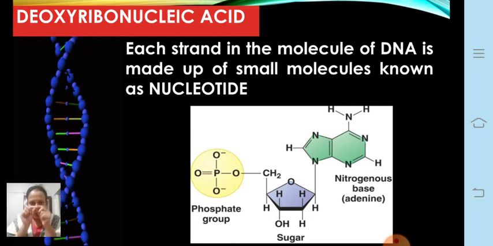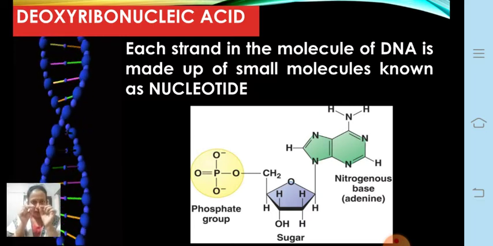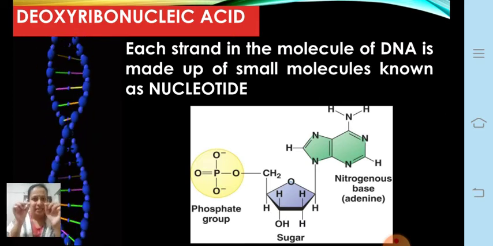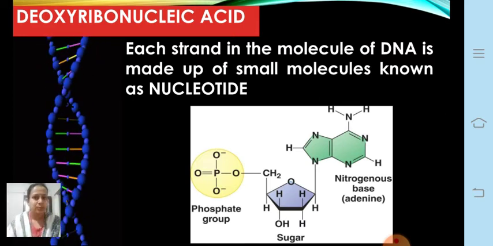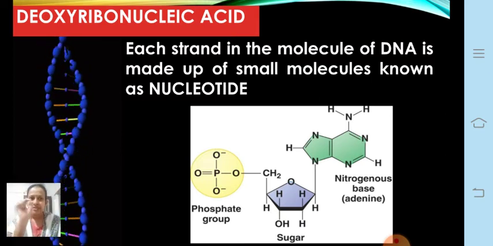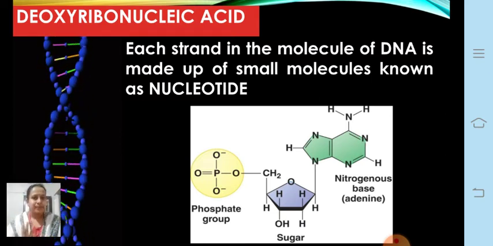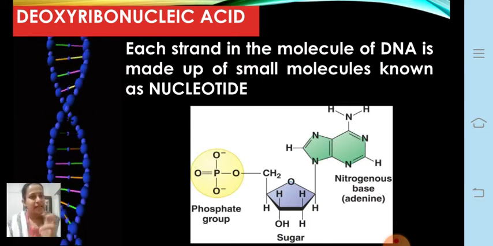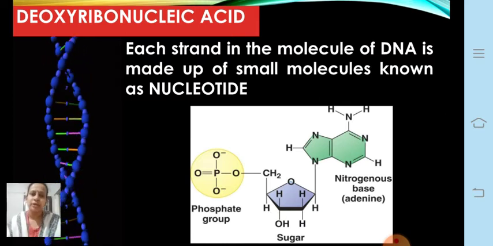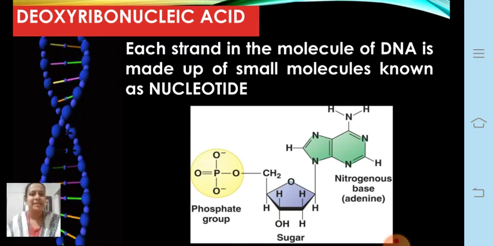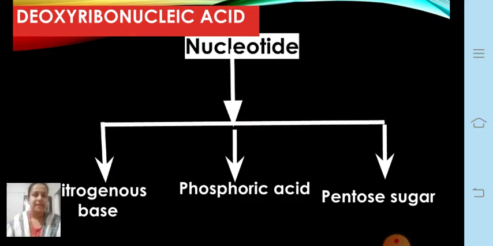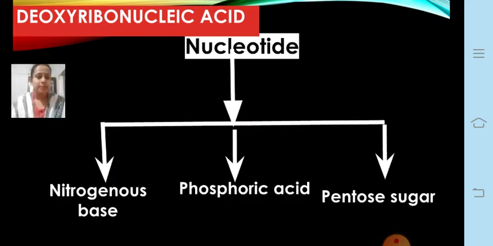Whatever you can see, those bead-like structures which are joined to each other are called nucleotide sequences. One dot means one nucleotide. So each strand of the DNA molecule is made up of small molecules known as nucleotides. Now what are these nucleotides made up of in turn? They are made up of three different parts: nitrogenous base, phosphoric acid and pentose sugar.